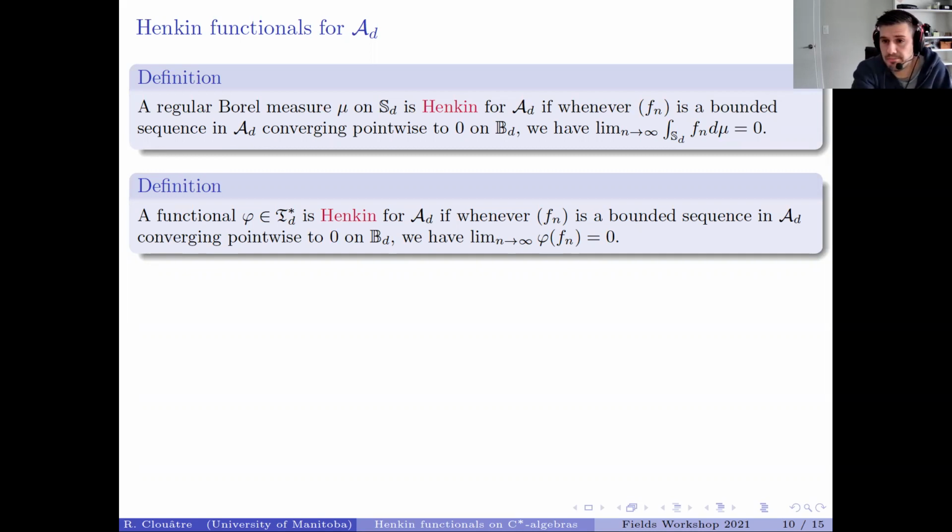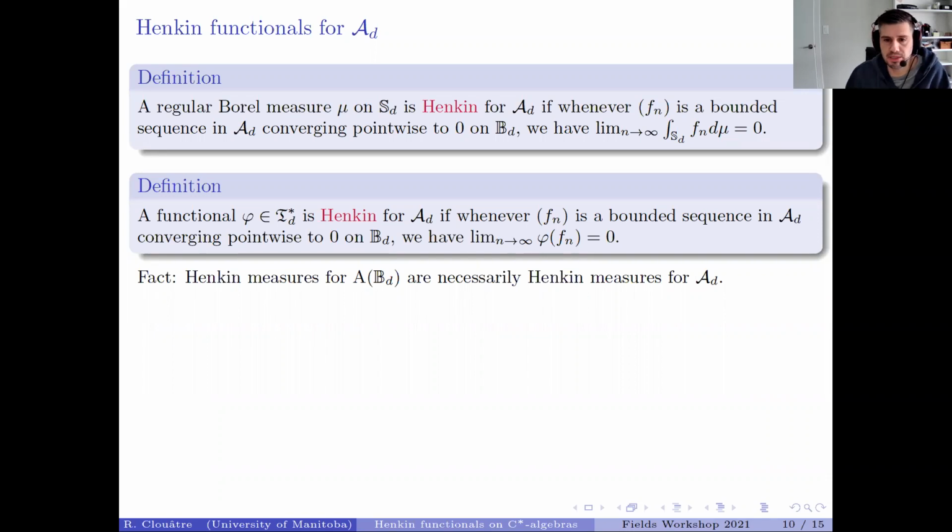With that being said, there is a relationship between these things. It is a fact that if you have a Henkin measure for the ball algebra, automatically it's a Henkin measure for AD. That is simply a reflection of the fact that the norm on AD dominates the norm on the ball algebra. And wouldn't it be nice if these classes were the same? Because if they were, you could just exploit the known theory for the ball algebra, answer your operator theory question, and call it a day. So wouldn't it be nice if the converse were true?